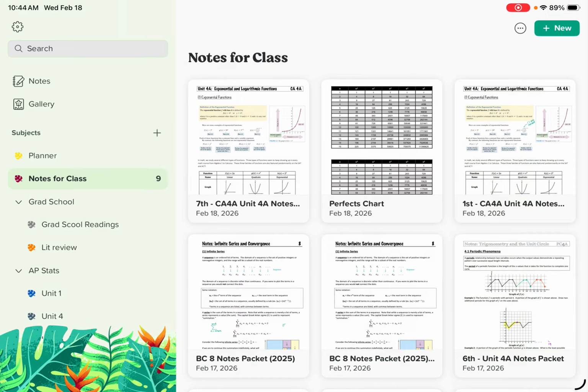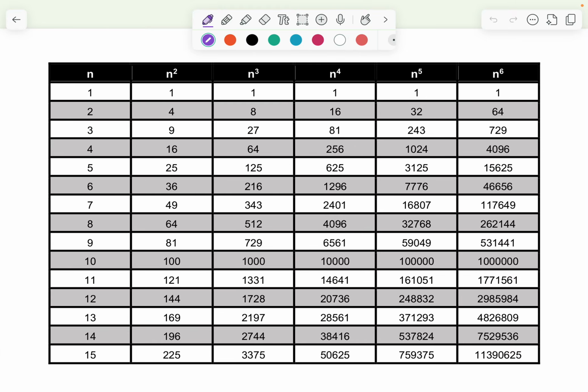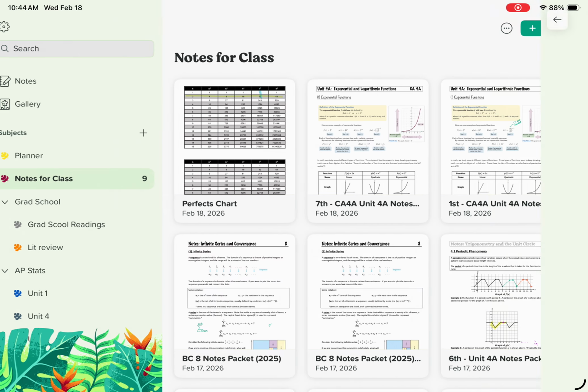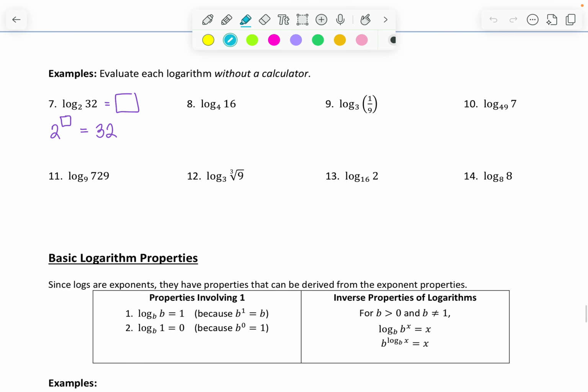Now, if we look at our perfects chart and we want to know what power of 2 makes 32, we're going to look at the row where the base is 2, and I can see that 32 is right here in our n to the 5th column. So that means 2 to the 5th equals 32. So that tells us that the answer to this log is 5. The log base 2 of 32 equals 5 because 2 to the 5th power equals 32.